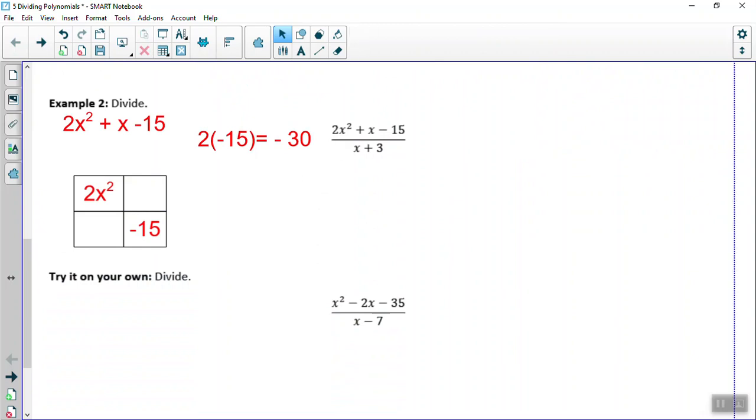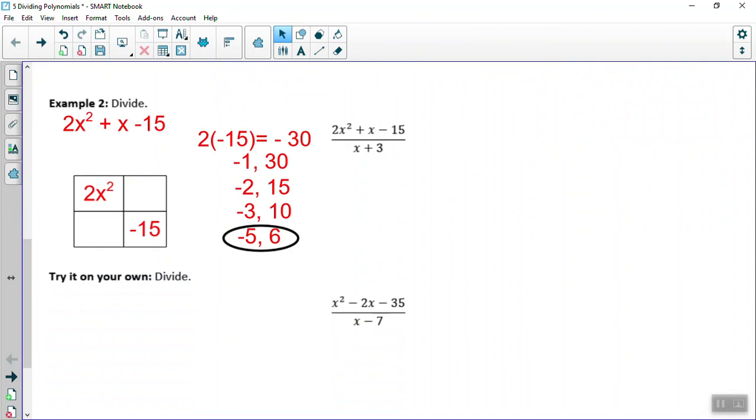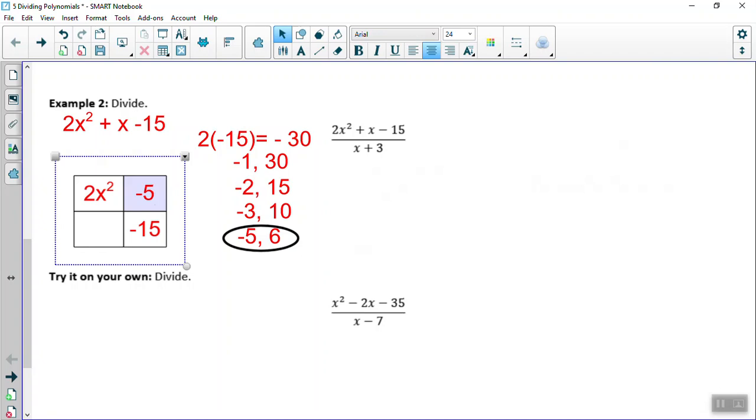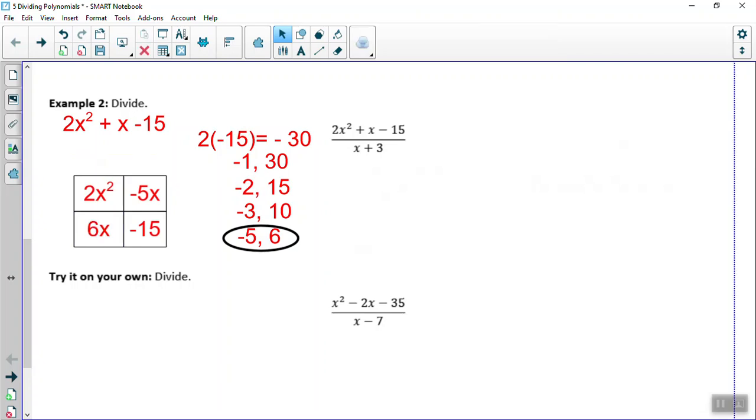All right, so I have negative 1 and 30, negative 2 and 15, negative 3 and 10, negative 5 and 6. So I'm looking for the pair that gives me that positive 1. Happens to be this one here, the negative 5 and 6. So now I can put those in. I have negative 5x and 6x. So once I've done that, right, I've made my box.